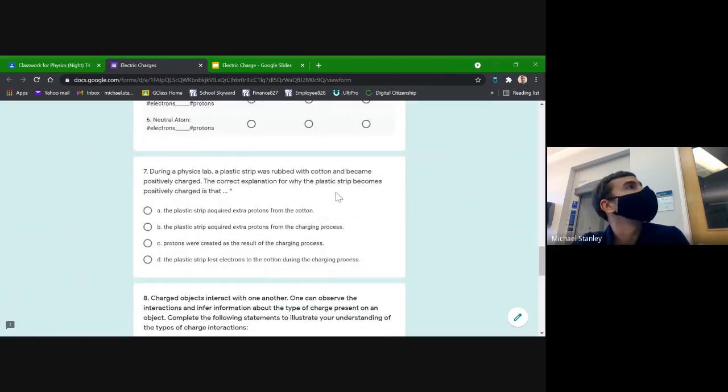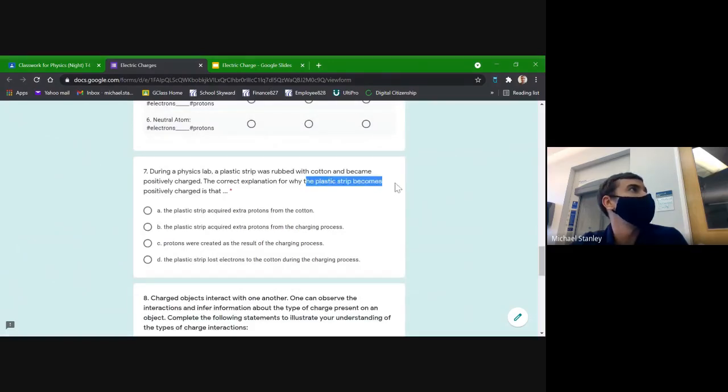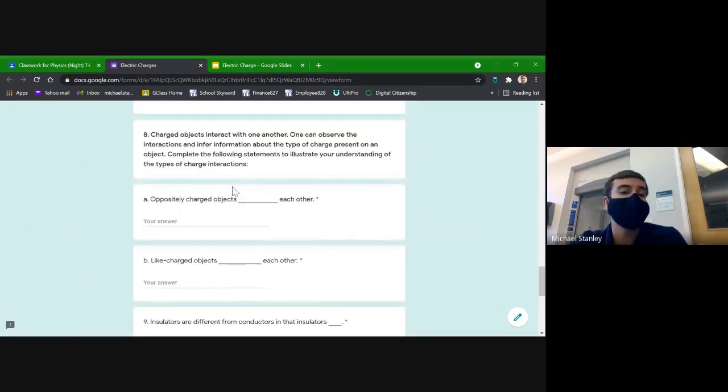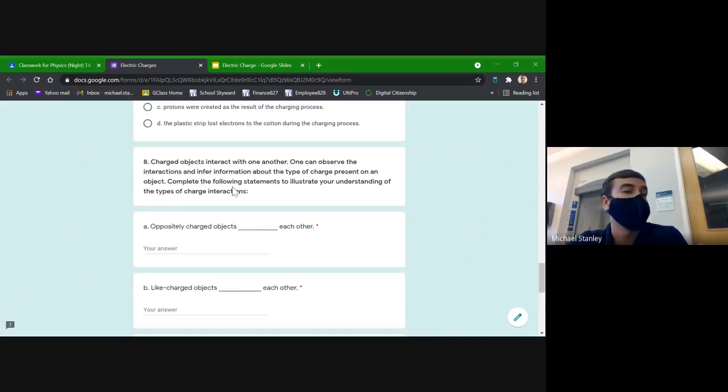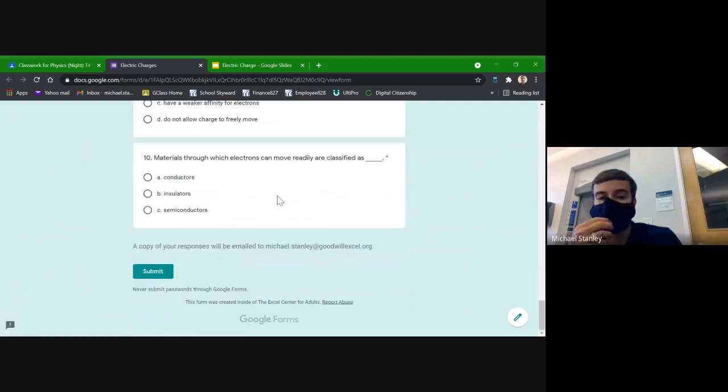And then finally, there's a question about how charges move, or what types of charges move from one area to another. And then finally, there's some questions about charge interactions and insulators versus conductors.